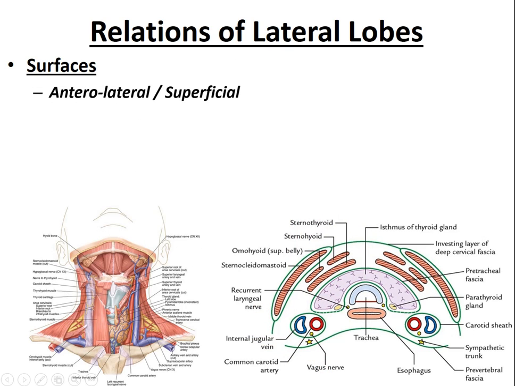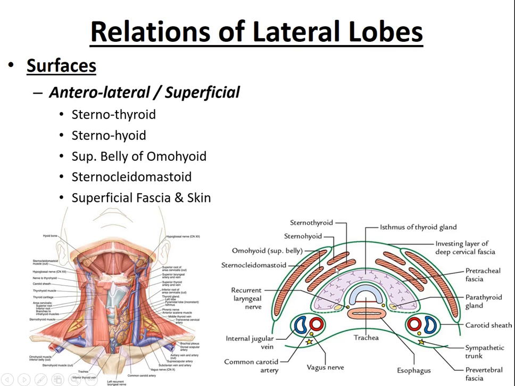Surfaces. What were the surfaces? Superficial or anterolateral, medial or deep, and posterolateral. So anterolaterally it is related with the strap muscles: sternothyroid, sternohyoid, superior belly of omohyoid, sternocleidomastoid, and further ahead, skin and superficial fascia.